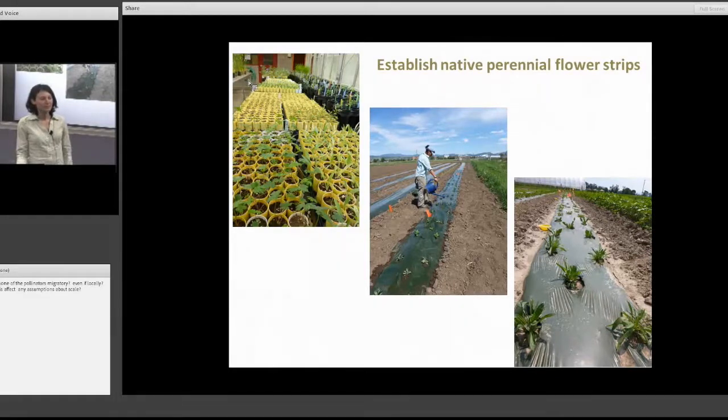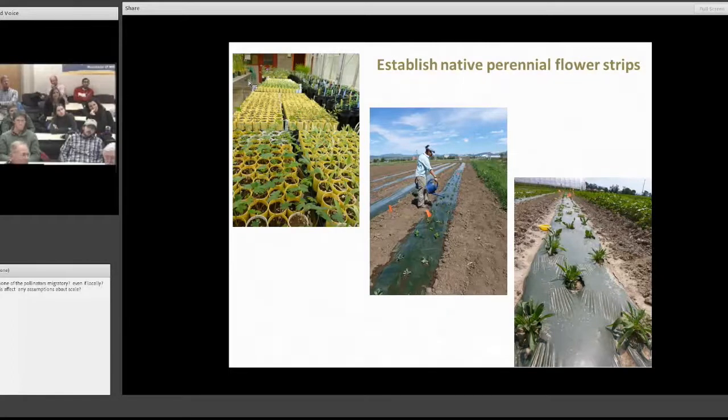I think there was a question. Did everyone see a question flash on the screen from Rick Soja? Do you know that, Nadine? It flashed on the screen, right? Are none of the pollinators migratory, even if locally? How does this affect any assumptions about escape?